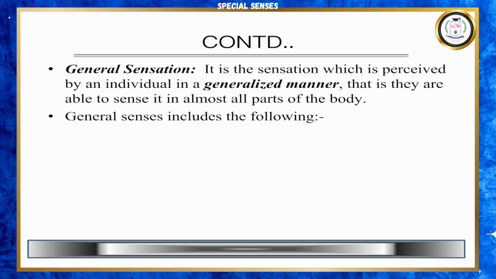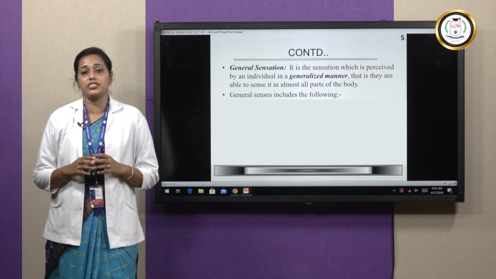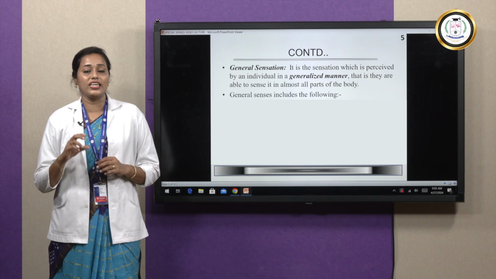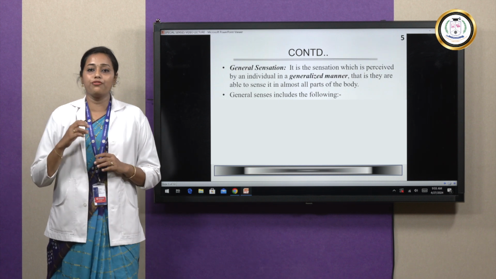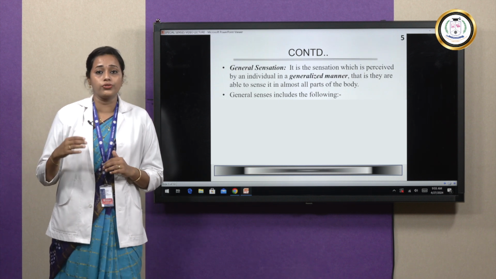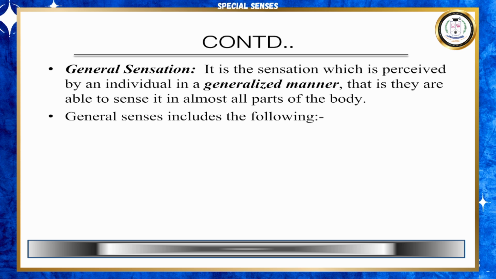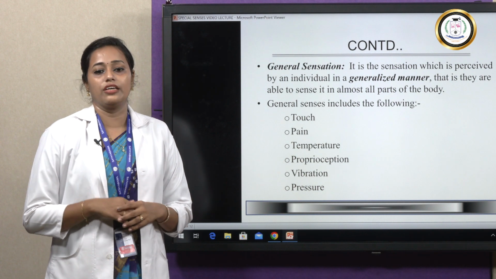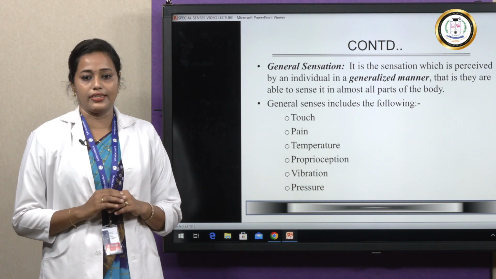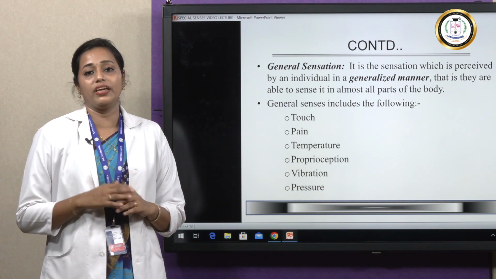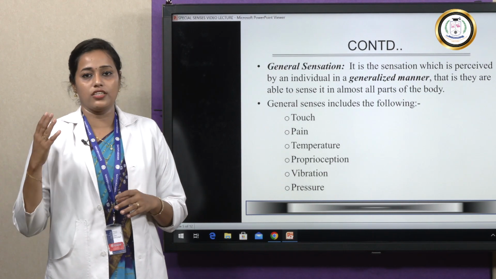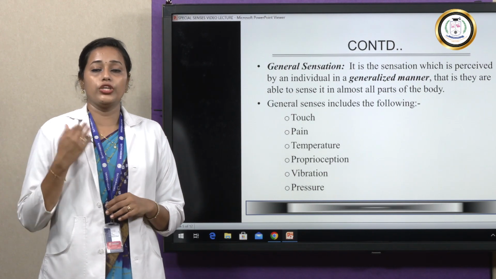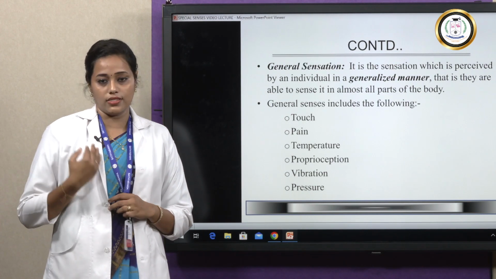Now, we'll talk about general sensation. General sensation is a sensation which is perceived by an individual in a generalized manner. That is, we can feel this general sensation in almost all parts of our body, which includes touch, pain, temperature, proprioception, vibration and pressure. Consider if I am going to give you a touch sensation, that is a tactile sensation. It can be in any part of the body, maybe on the face, the leg or your arm. So, you will be able to get that touch sensation.